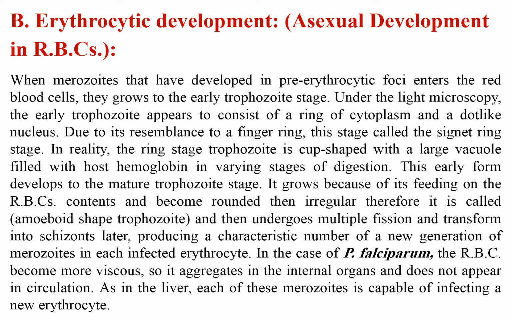due to its resemblance to a finger ring. This stage is called the signet ring stage. In reality, the ring stage trophozoite is cup-shaped with a large vacuole filled with host hemoglobin in varying stages of digestion. This early form develops to the mature trophozoite stage. It grows because of its feeding on the red blood cell's contents and becomes rounded then irregular, therefore it's called the amoeboid shaped trophozoite, and then undergoes multiple fission and transforms into schizonts later.